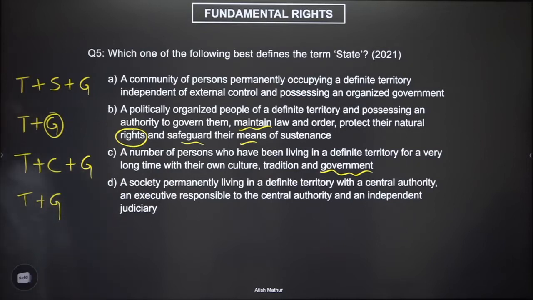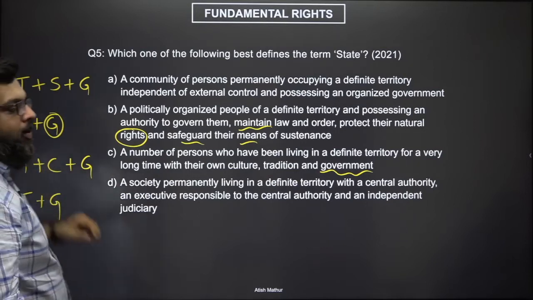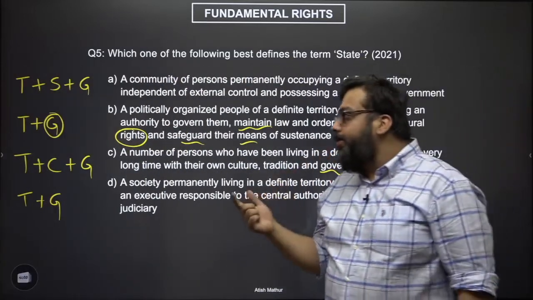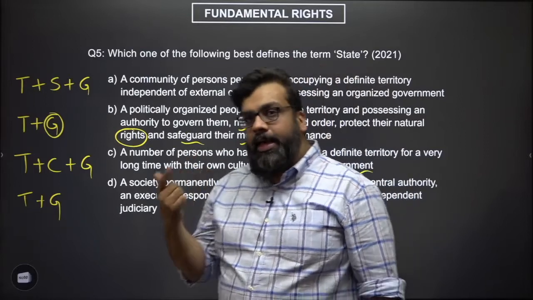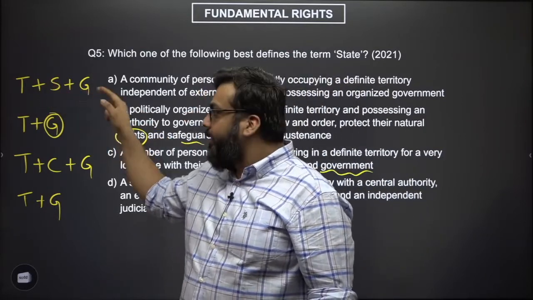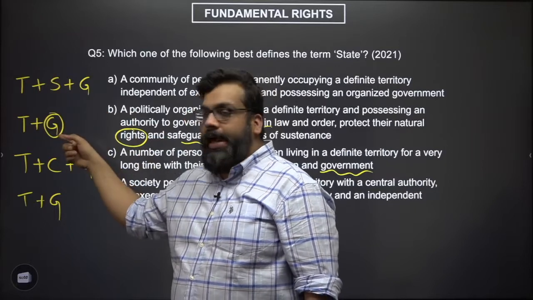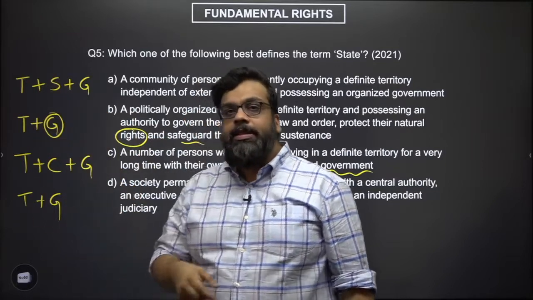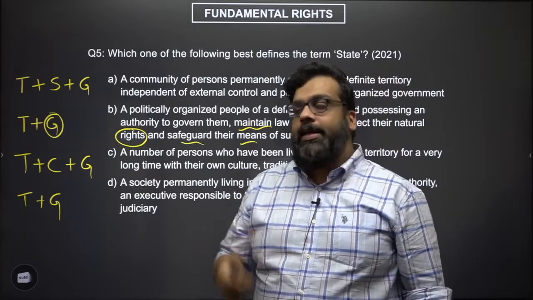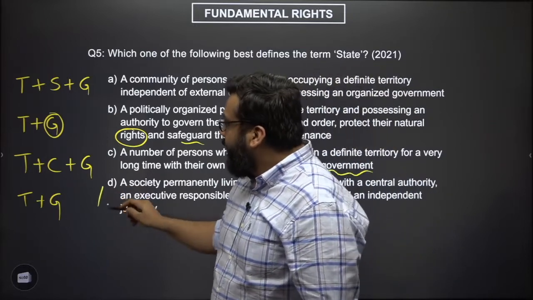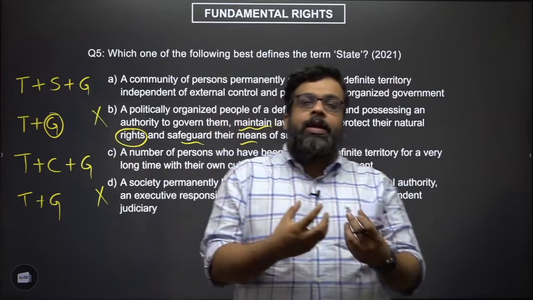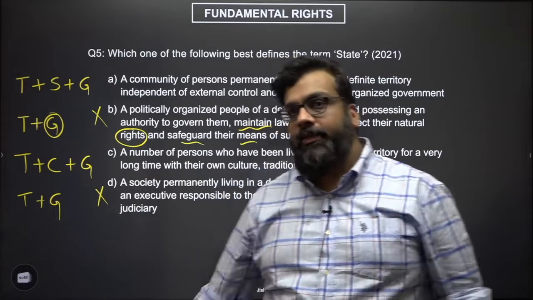So if you see, the first option is talking to you about territory, state and government. The second option is talking to you about territory and government. The first option is territory, sovereignty and government. The second option is territory and government. The third option is territory, culture and government. The fourth option is territory and government. So obviously B and D is out because they are talking about lesser ingredients of government.